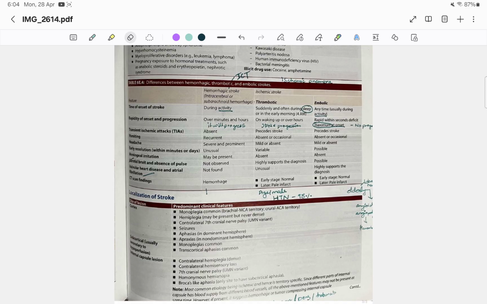For example, there is already a bleed. Why is this BP high? To perfuse the ischemic part. That's what your body is trying to do. If you reduce the BP, what will happen? The blood flow will be cut off, so the hemorrhagic part will lose its blood supply.